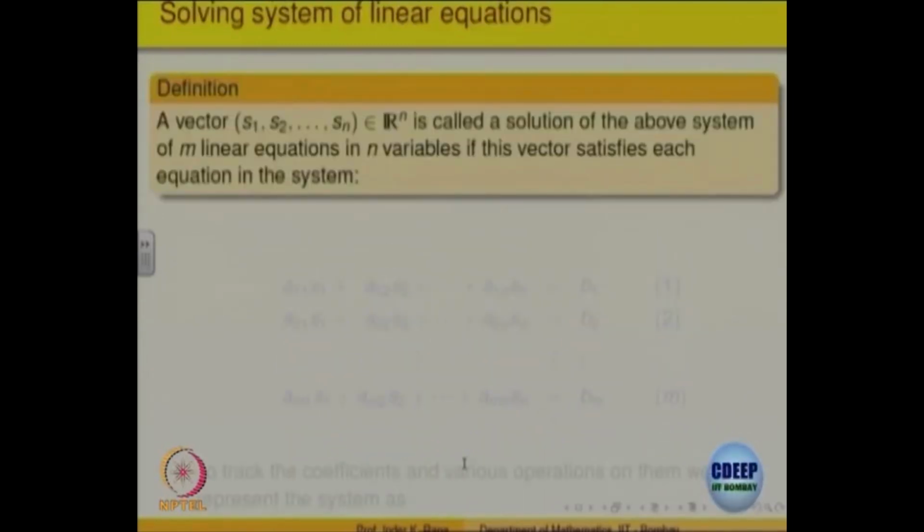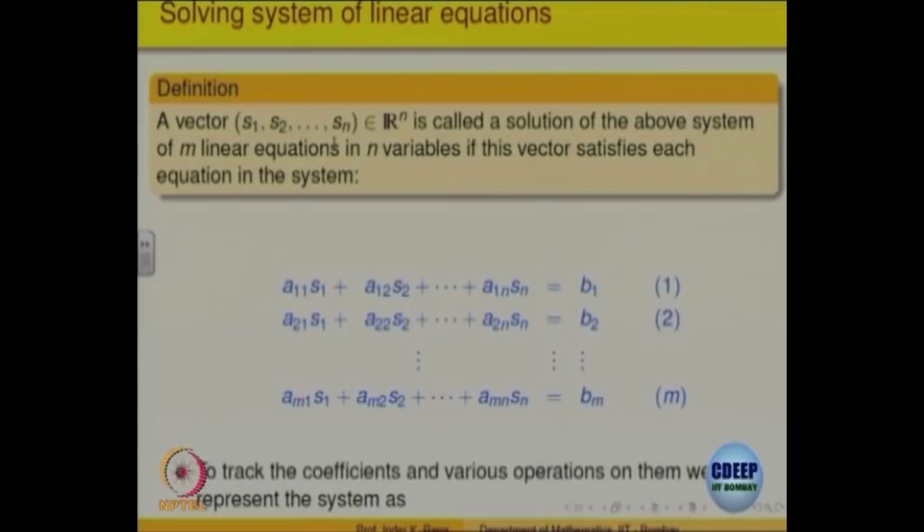So, before that let us just say a vector or a point (s1, s2, ..., sn) in R^n, everybody is familiar with R1, R2, R3, Rn, n components. So, a vector or a point (s1, s2, ..., sn) in R^n is called a solution of the system when, if I replace x1 by s1, x2 by s2, xn by sn in all the equations, then the left hand side is equal to the right hand side. So, that is called a solution. So, the idea is, how do we solve such a system? That is what we want to analyze.